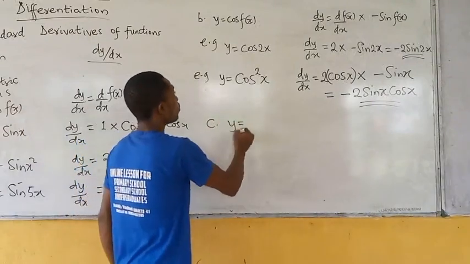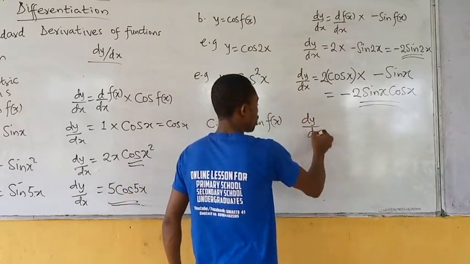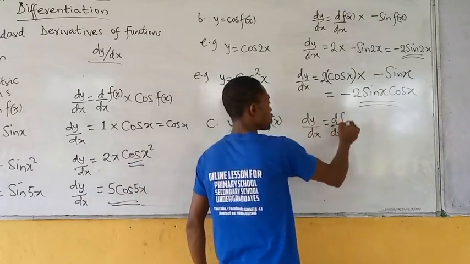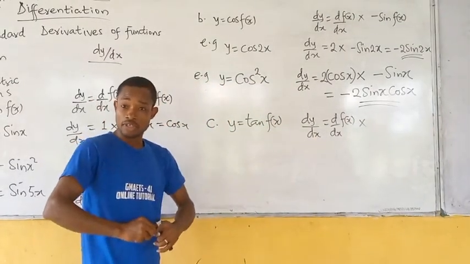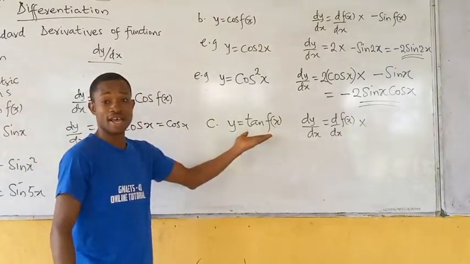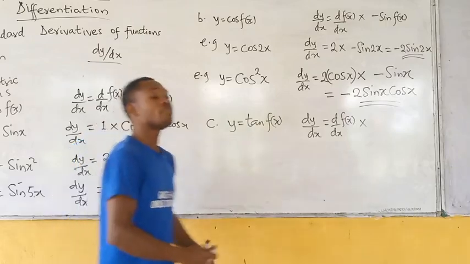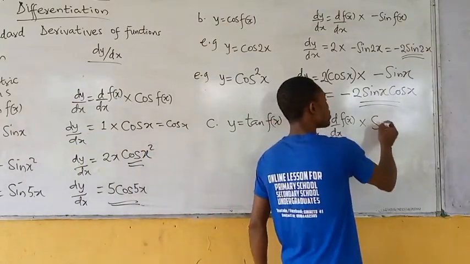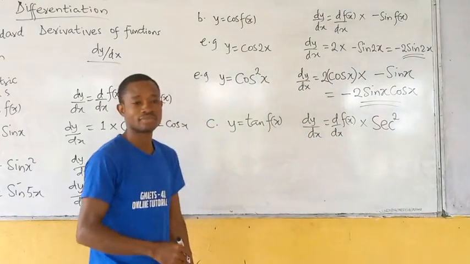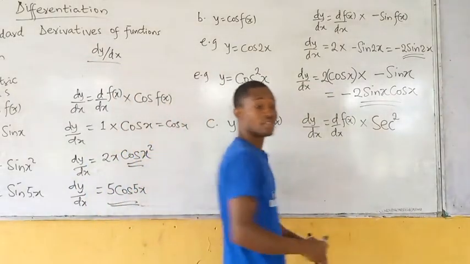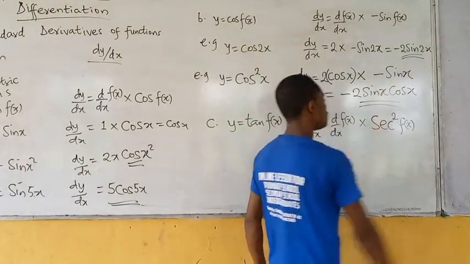Y equal to tan f of x. The dy dx of this guy is going to be equal to differentiate with respect to x whatever the minor function is. Then multiply by derivative of the major function. Is that not so? What is the major function in this guy? Tan. If you differentiate tan, you will get square sec. That's the standard. But do you leave it like that? Remember to always write in front the original minor function.